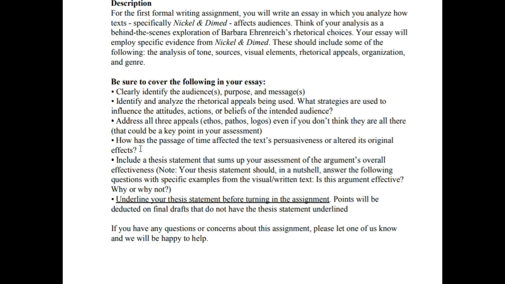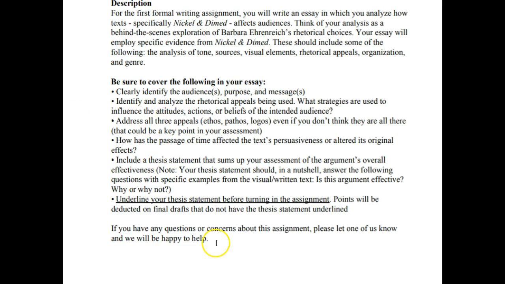And last but not least, you want to make sure that you underline your thesis statement before you turn in the assignment. Points will be deducted if you do not underline your thesis statement. That sounds kind of like a really arbitrary thing, but if you find yourself unable to underline your thesis statement, that's a problem. That means either you don't have one or you can't identify it. And if you can't identify it yourself, it's going to be difficult for Ms. Costa or me to do that as well. So be aware of that. Make sure you underline your thesis statement before turning in this assignment.